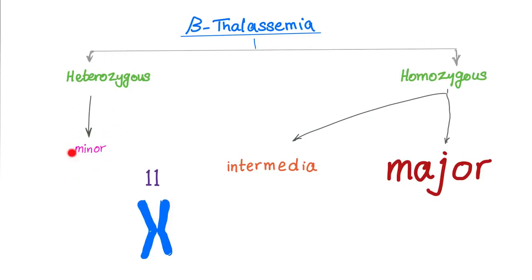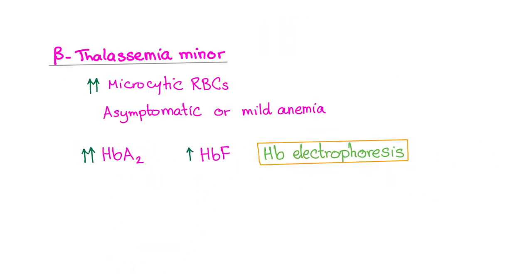Heterozygous is beta thalassemia minor. Homozygous can be either thalassemia intermedia or beta thalassemia major. Chromosome 11. So, number 1, beta thalassemia minor. There is an increase in the number of microcytic RBCs. Of course, thalassemia is a microcytic anemia. However, in thalassemia, there is an increased number of RBCs. Nobody knows why, but it's interesting.